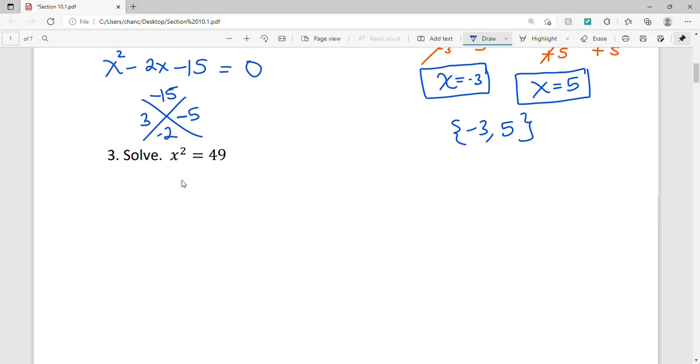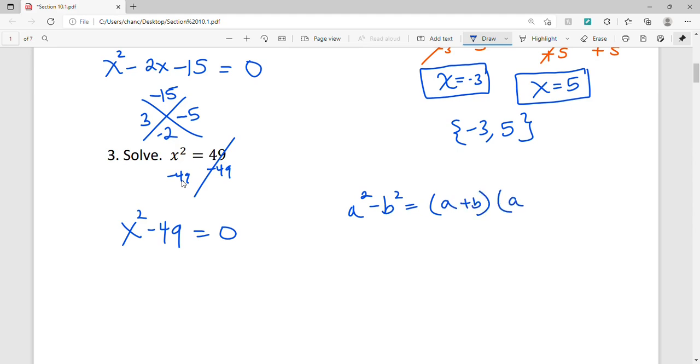In example 3, we will again try to rewrite it in that nice standard form. So I'll subtract 49 to both sides, and we have x squared minus 49 is equal to 0. Now this doesn't have three terms, it has only two terms, so it's got to be the difference of squares. The formula for that is a squared minus b squared equals a plus b times a minus b. Let's rewrite this as x squared minus 49 can be rewritten as 7 squared.